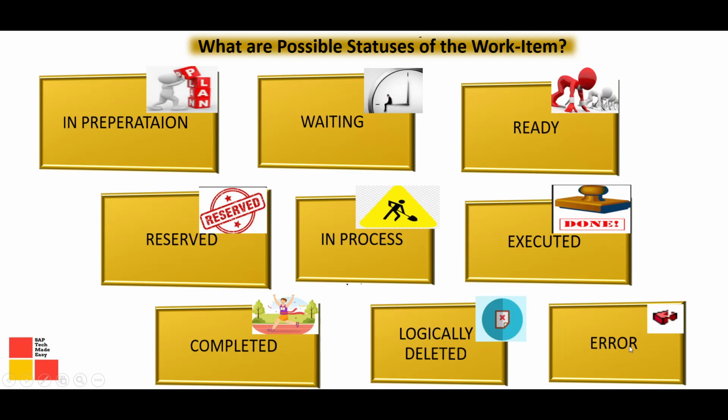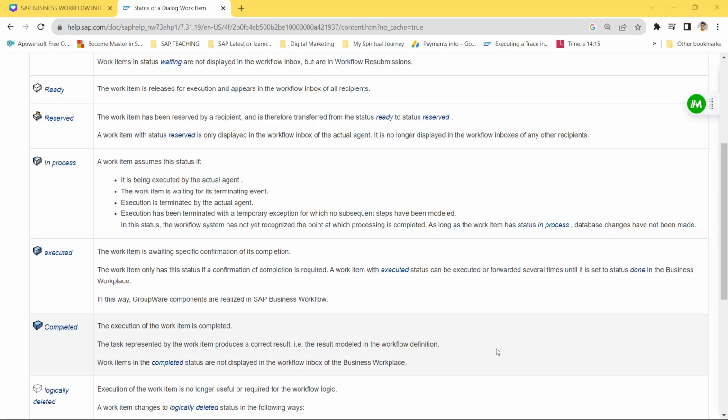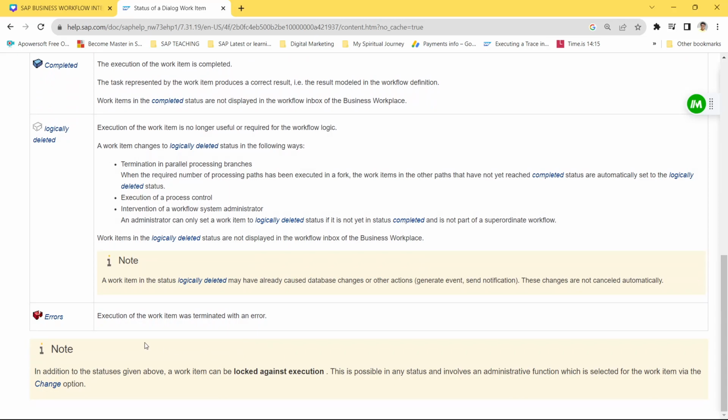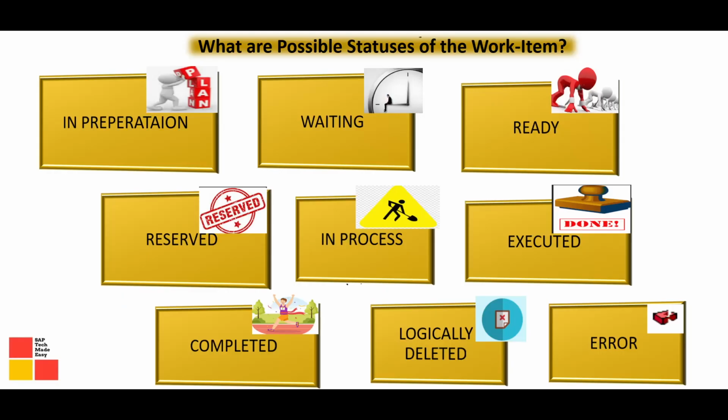Error status means if you got some error message in the program you have defined, or if you have defined some exception, then in that case you will receive this Error status. So execution of the work item was terminated with an error. Terminated with an error means you received some error message or some exception message like that. So these are the different statuses.